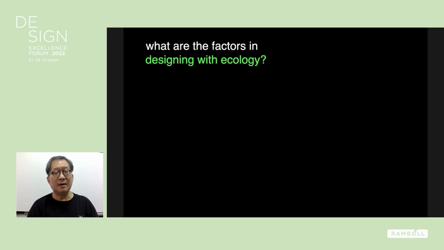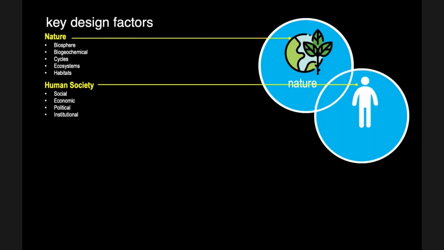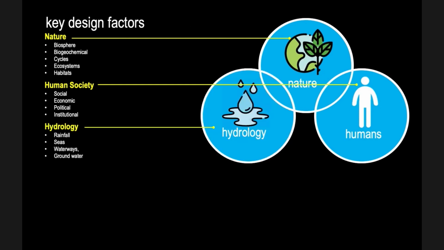What are the factors? Well, we start with nature, because nature consists of the biosphere, the biogeochemical cycles around the planet, and the ecosystems, and humans. The second factor in ecological design is human society: our social systems, our economic, our political, institutional, and also obviously our cultural systems.